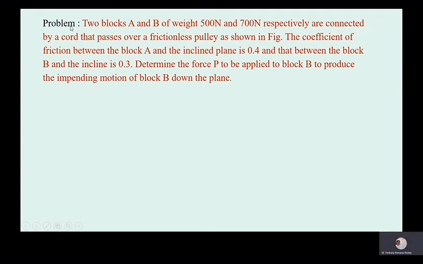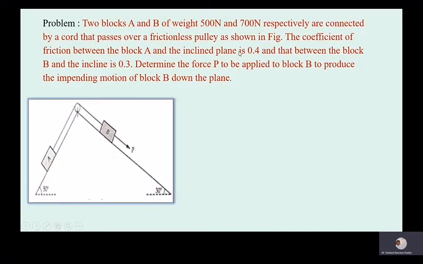What is the problem? Two blocks A and B of weights 500 newtons and 700 newtons respectively are connected by a cord that passes over a frictionless pulley as shown in figure. The coefficient of friction between the block A and the inclined plane is 0.4 and that between the block B and the incline is 0.3. Determine the force P to be applied to block B to produce the impending motion of block B down the plane.